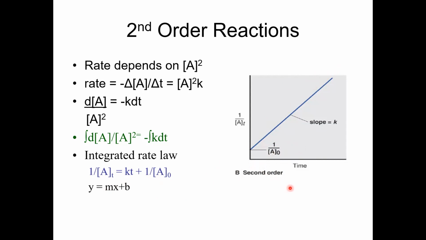Okay, so for your assignment, you're basically looking at your graphs and saying, which one of these is a straight line? Then you check out the y-axis and say, which y-axis corresponds to this? So am I looking at 1 over the concentration? Am I looking at the concentration by itself? Or am I looking at natural log?